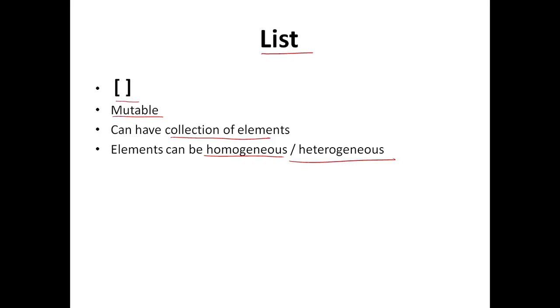Let's have an example of a list. Let's write a equals to square brackets. So this is an empty list. It does not have any element. Let's take another example in which there are some elements in a list.